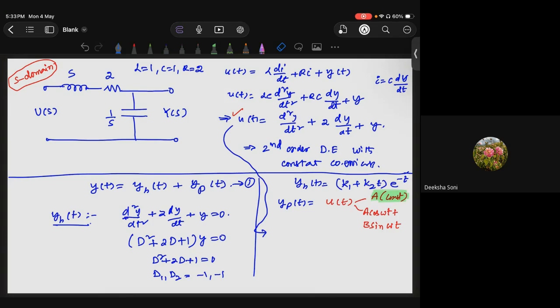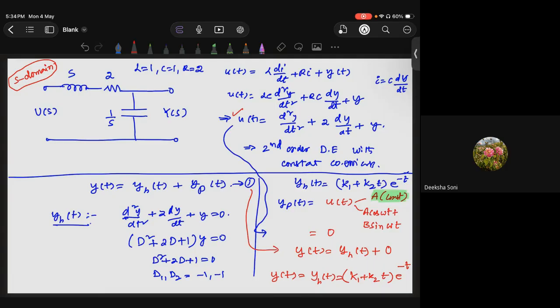Okay, then we can take it directly. This is not needed. So if that is 0, then yp is also 0. If yp is 0, what is our final solution? From 1, y of t will be yh of t only, plus 0. So finally, y of t will be yh of t, which is nothing but k1 plus k2t e power minus t.